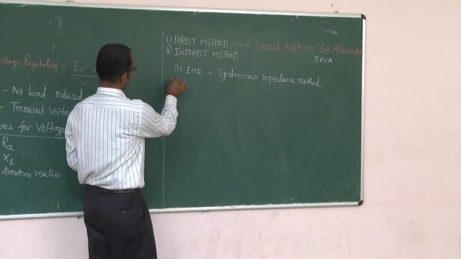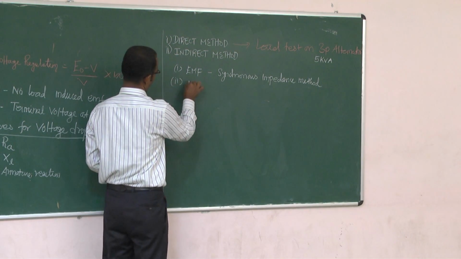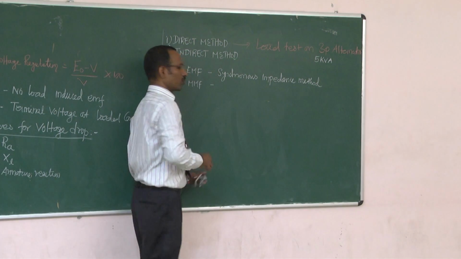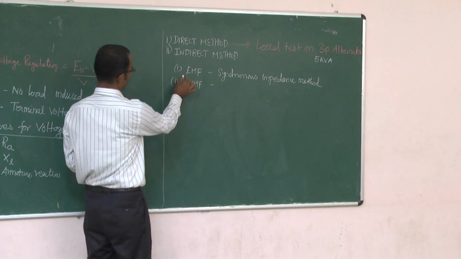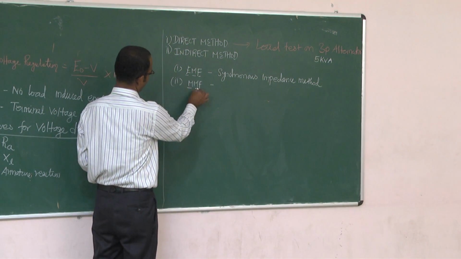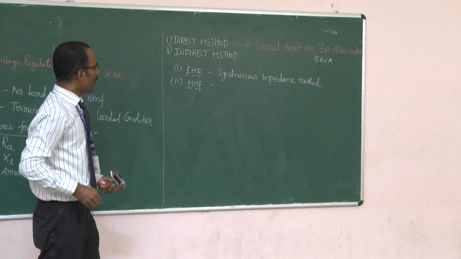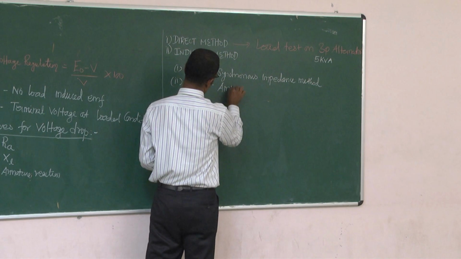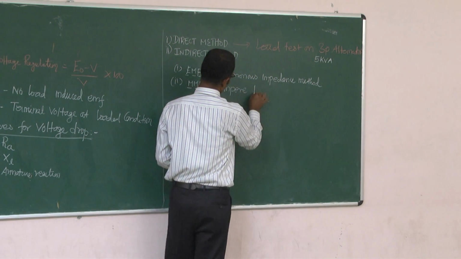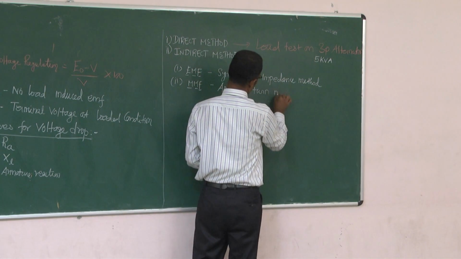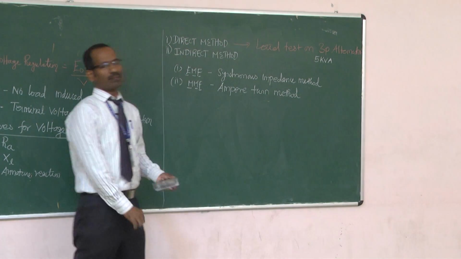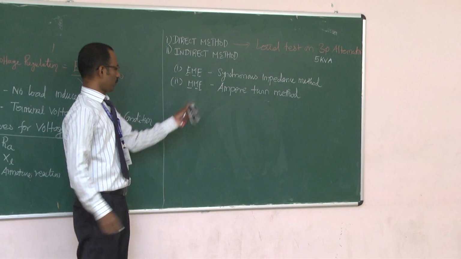Next one, the MMF method. MMF is nothing but magnetomotive force. EMF is electromotive force, MMF is magnetomotive force. Another name for the magnetomotive force method is the ampere turn method. Ampere turn is nothing but the unit for the magnetomotive force.